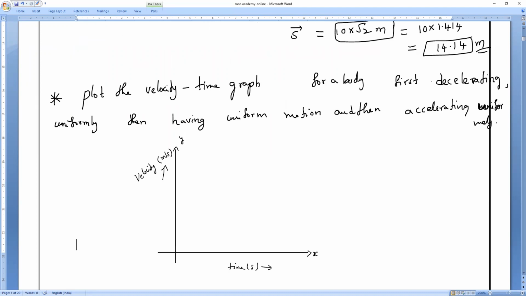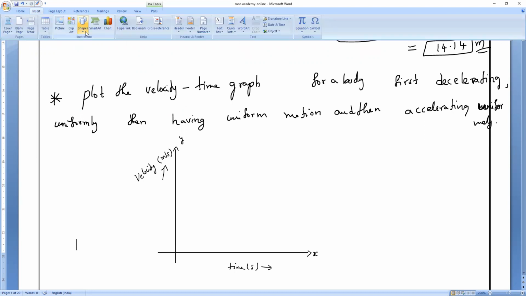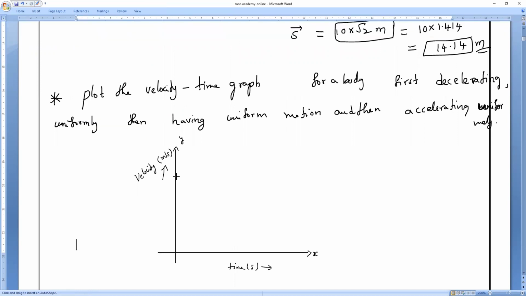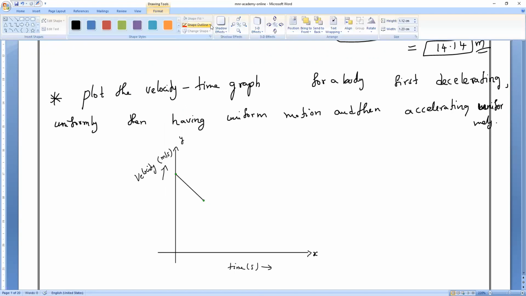Now, first what they are saying: first deaccelerating uniformly. Deaccelerating uniformly means how will it come? Downwards or upward curve, everybody? The curve goes downwards. Downwards means the body is already having some velocity. From there it is deaccelerating. Is it yes or no? Will you all accept it? Yes, sir.